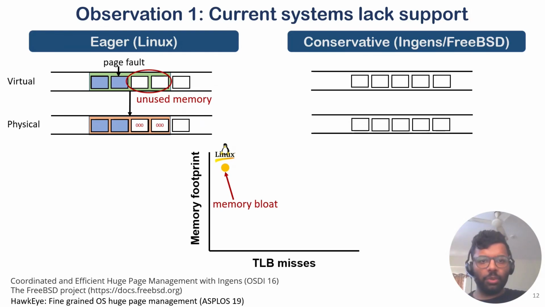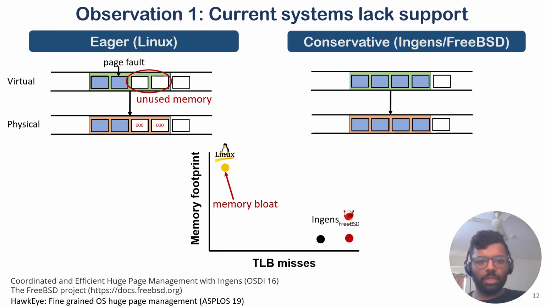Now, Ingens is a work in OSDI 2016 which promotes huge pages asynchronously using a conservative utilization threshold parameter for huge page allocation to prevent memory bloat. FreeBSD is an operating system used in many modern servers, desktops, and embedded platforms. FreeBSD supports transparent huge pages using reservation-based huge page allocation. Ingens and FreeBSD huge pages are only promoted after a certain threshold number of base pages have been used. Thus, these strategies help prevent memory bloat, but result in an increased number of TLB misses.